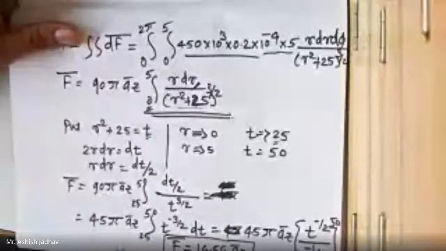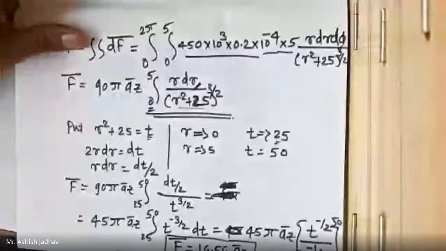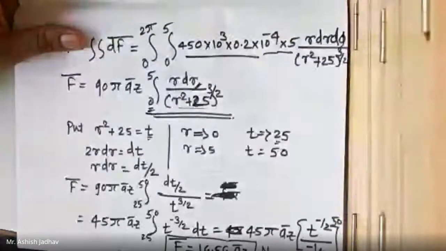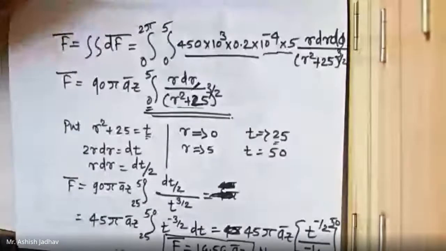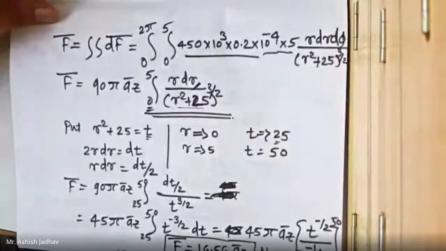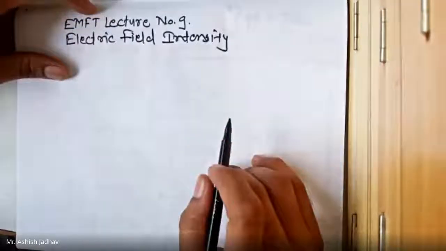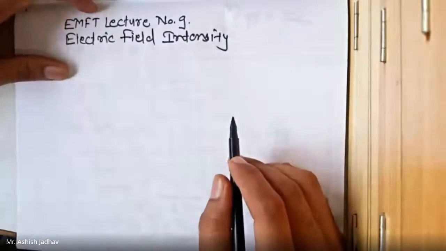F bar is equal to 16.56 a_z bar Newton is the answer for the problem that we have studied in the last lecture, right? So shall we proceed?